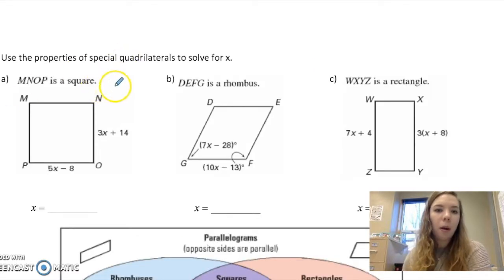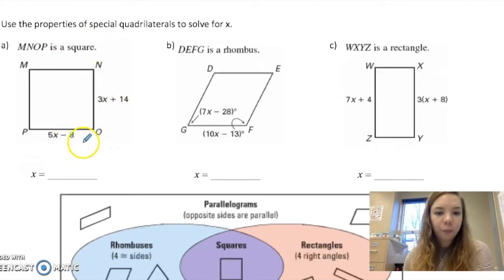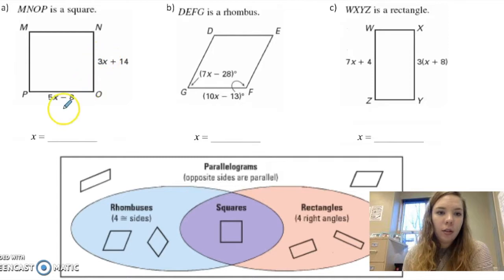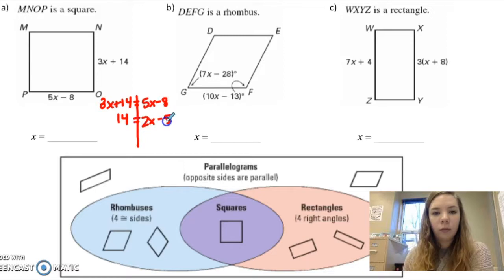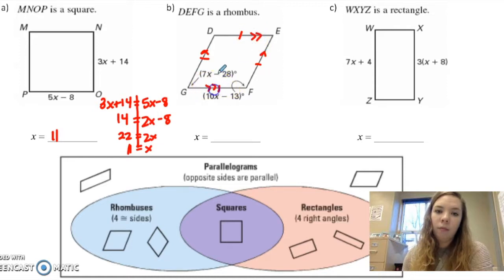Okay, so use our properties to solve for x. So here I'm going to have these two sides are congruent. So 3x plus 14 equals 5x minus 8. So x equals 11. If this is a rhombus, that means all these sides are congruent and that opposite sides are parallel. But these two sides are supplementary, so they're going to add to 180.